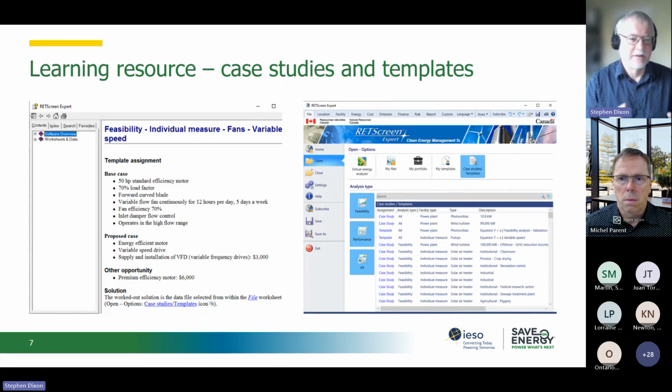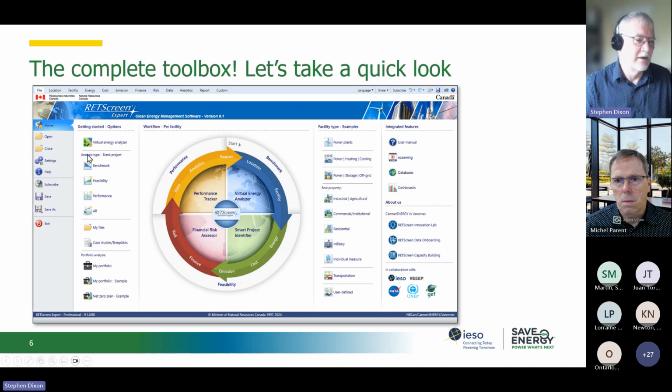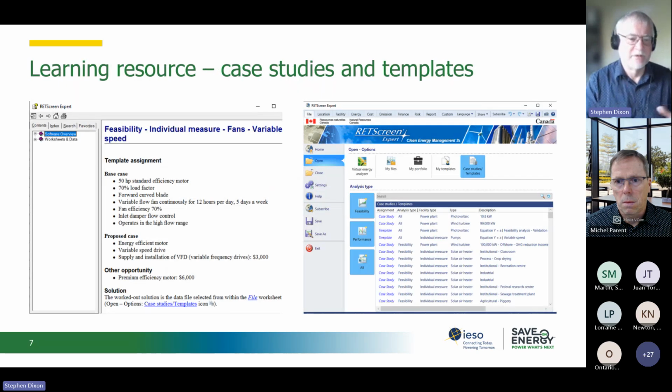So, RETScreen also has a lot of support. Here's an example: if you're looking at a variable speed drive and you want to know how RETScreen would solve the problem or give me some solution to a variable speed drive application on a fan, well, you can go to the case studies and templates, which are accessed from the front page, in the second column, on the lower left-hand side. If you go into case studies and templates, you will find, I don't know, hundreds of different circumstances, either case studies, which are real problems being solved with RETScreen, or templates, which are sort of hypothetical situations solved with RETScreen. One way or the other, it's a great self-teaching tool for yourself.